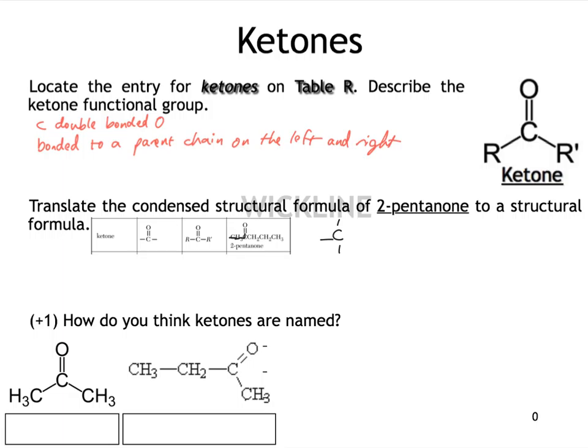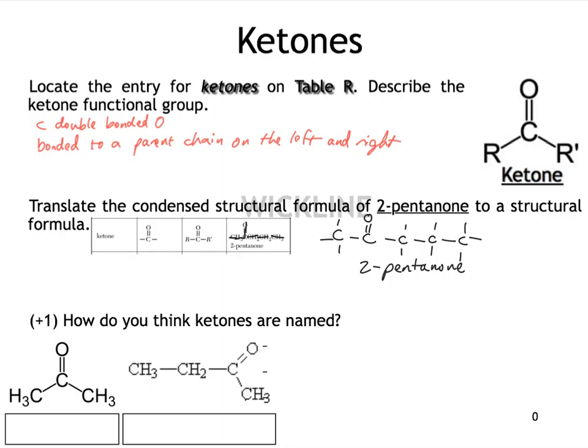Then we have a C double bonded O, which is here now. Then we have a CH2, and another CH2, and a CH3. And this is what they're calling 2-pentanone. So let's split this up into the things and what they mean.